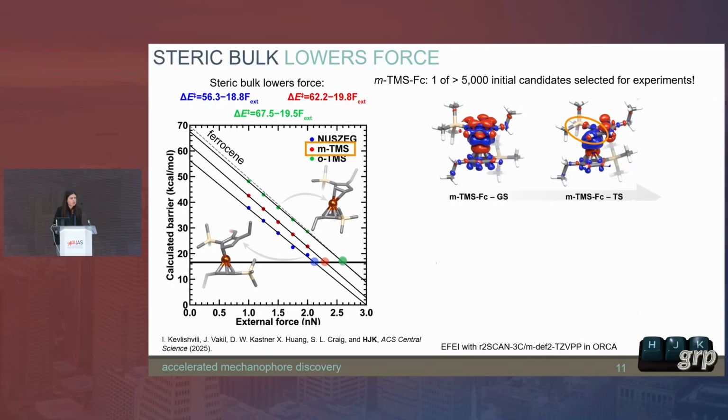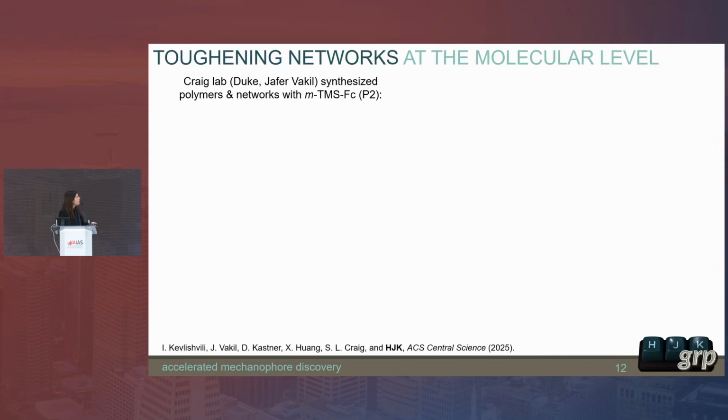So from around 5,000 initial candidates, we selected this MTMS ferrocene and handed it off to the experimentalists to ask them to synthesize it. And so what you should expect to see based on these predictions from our simulations is, if you put this molecule in a single strand, it should be more reactive. So it should break faster. But if you put it into a polymer network, then it should make the polymer network tougher.